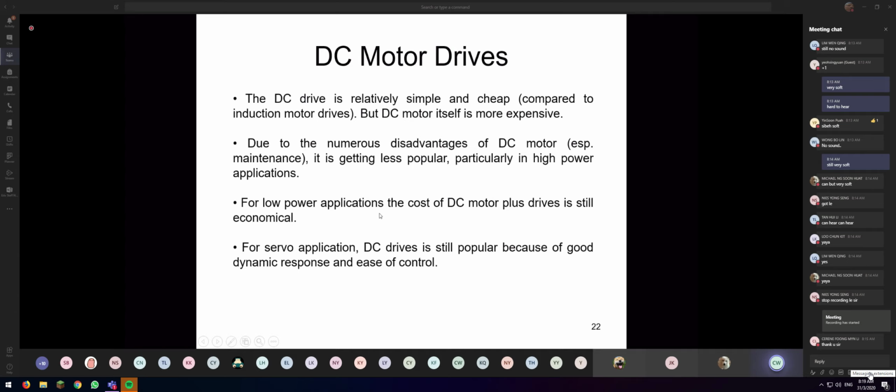For servo applications, the DC drive is still popular because of the good dynamic response and ease of control. They have very simple speed control. Even when they run at a very low speed, it is very easy to control, compared to the AC motor, which is very hard to control at low speed.